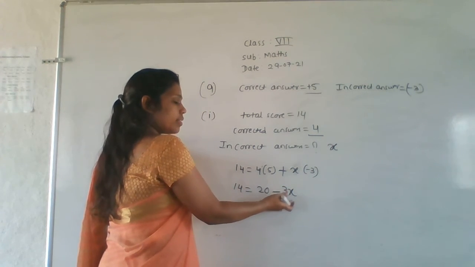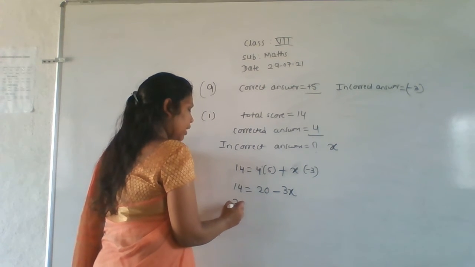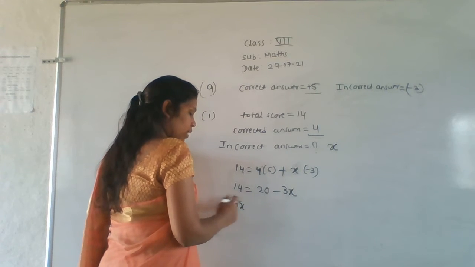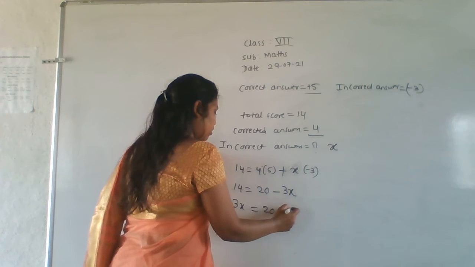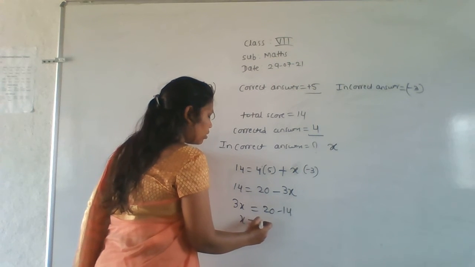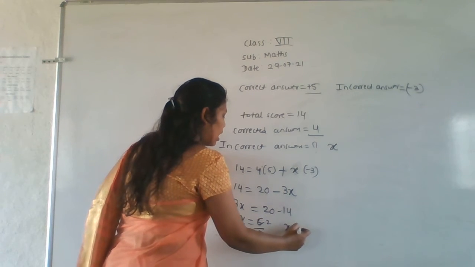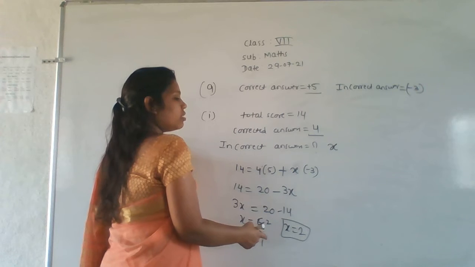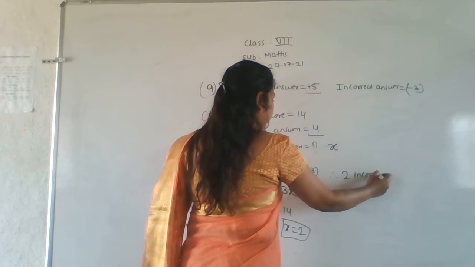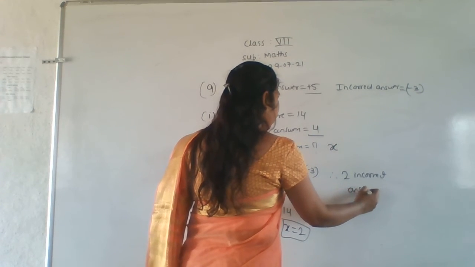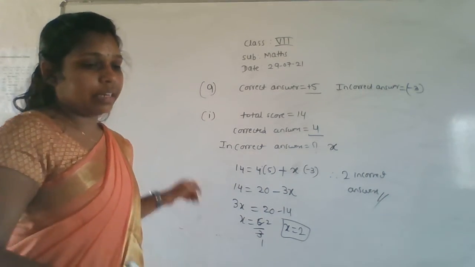Now take 3x to the LHS and 14 to the RHS. Here minus is there, plus it will become 20. Plus is there, it will become a minus. So x is equal to 6 divided by 3. 3 twos are 6. So what is the value of x here? 2. Therefore, 2 incorrect answers. That is the meaning of that one.